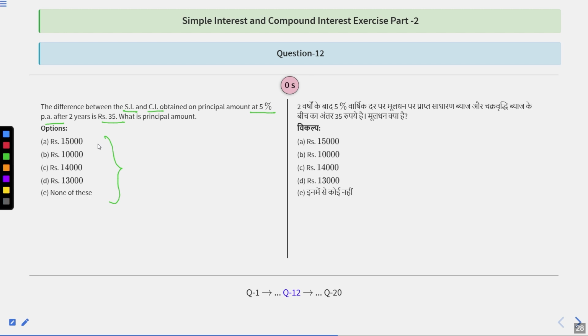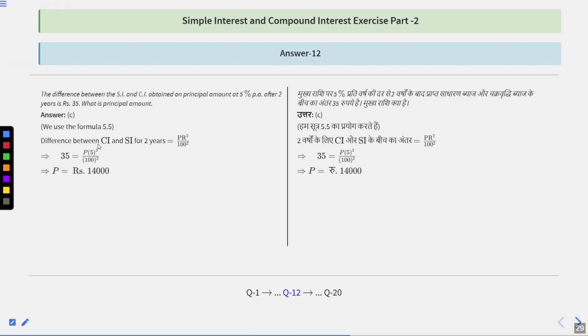Now time's up. Let's see the solution. We know the formula: the difference between compound interest and simple interest for 2 years is PR square upon 100 square. We know the difference, which is 35. So we just put in 35. We need to calculate P, but we know the rate of interest, which is 5%. So P into R square upon 100 square. When we calculate it, we get the value of P, which is 14,000. So C is the correct answer. Next one.